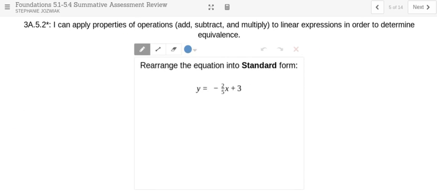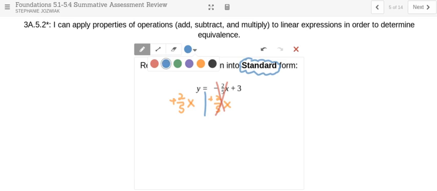Question 5, we're given something in slope-intercept form, and we are asked to rearrange it into standard form. So again, we need x and y to be on the same side, and we need no fractions. So the first thing I'm going to do is go ahead and add 2 over 5x to both sides of my equation. And when I do that, they cancel out on the right, which is good. And on the left side, I have no like terms, so I'm just going to rewrite 2 over 5x plus y is equal to 3.